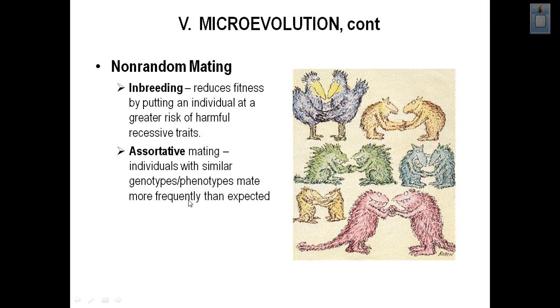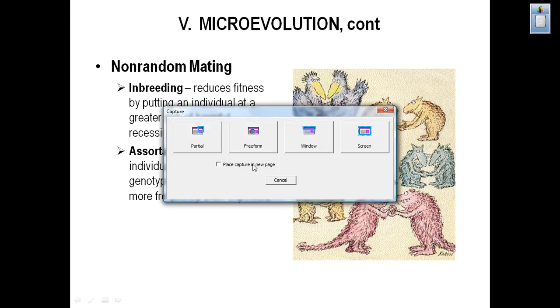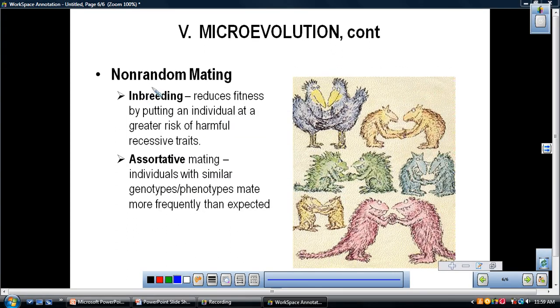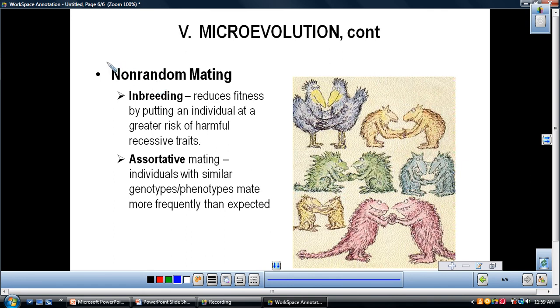Okay, the next example, we're almost done with these, by the way. The next example is nonrandom mating. Okay, so one more time, this is a cause for microevolution to occur, which is a change in the gene pool of a population over time. Okay, so look at the first one, inbreeding. This reduces fitness by putting an individual at a greater risk of harmful recessive traits.